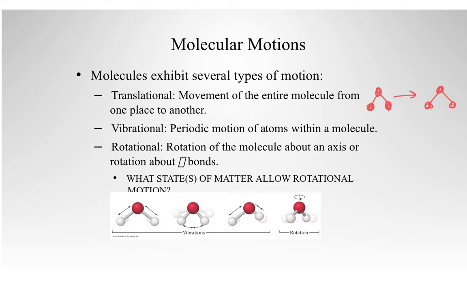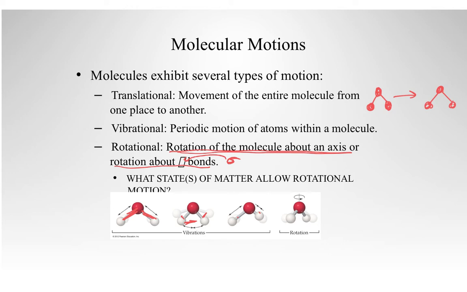Second kind of molecular motion is vibrational. These are the ones that we learned about when we talked about infrared spectroscopy. These are vibrations where the arms of the molecule are going in and out, back and forth, bending, stretching, those kinds of things. And then a third kind of molecular motion that's possible is the rotation of a molecule about an axis, or rotation around sigma bonds. It should say sigma bonds; it didn't come through on the PDF that I put into this set of notes.